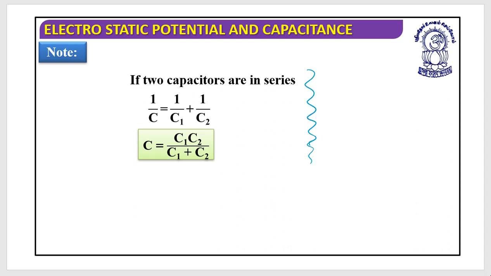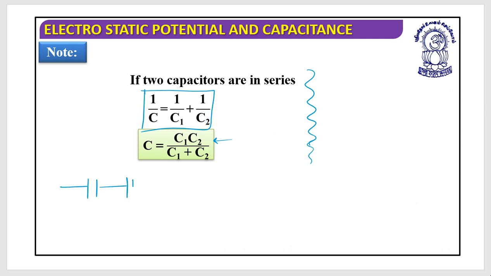Let's take one of the major cases which is asked very frequently: if two capacitors are in series, I know the formula is 1 by C equals 1 by C1 plus 1 by C2, but if I solve this, I get C equals C1 into C2 divided by C1 plus C2. Please remember this, because this would be the case.